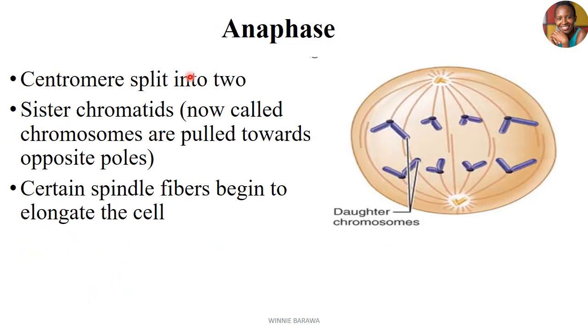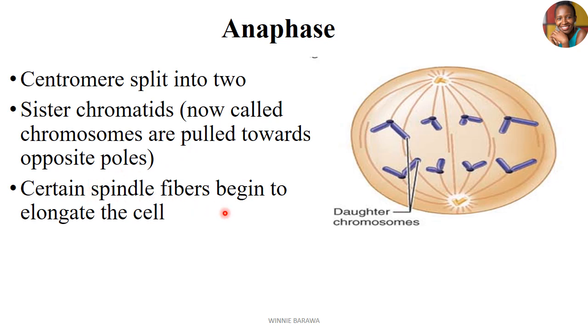And the other stage is the anaphase. In the anaphase, we are talking about splitting of the sister chromatids into two daughter chromosomes, and the centromeres will split into two. So the sister chromatids, now we shall call them the chromosomes, will be pulled to the opposite poles or into the opposite ends of the cell.